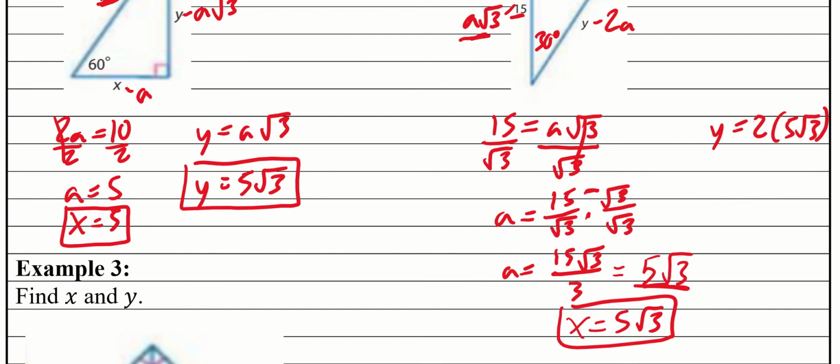And just like before, we talked about how to do this. You just multiply the numbers, or multiply what we call the coefficients. And so that would just be 2 times 5, which is 10. And then square root of 3 is not going to change. Okay, it's just going to be double the length of whatever a was.